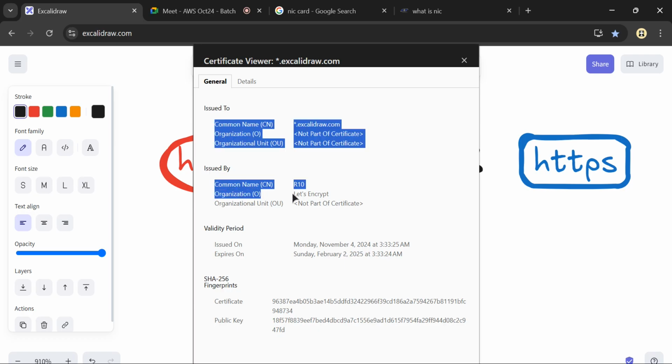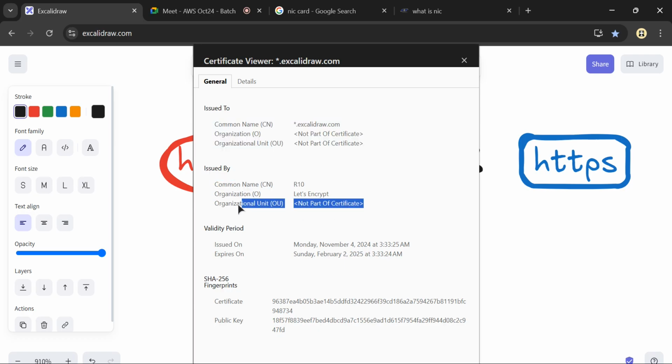Now, who has issued the certificate? It has been issued by this organization, which is not mentioned here, but the common name is something like art and something. So I think the organization name is Let's Encrypt. So this is the name of the organization.